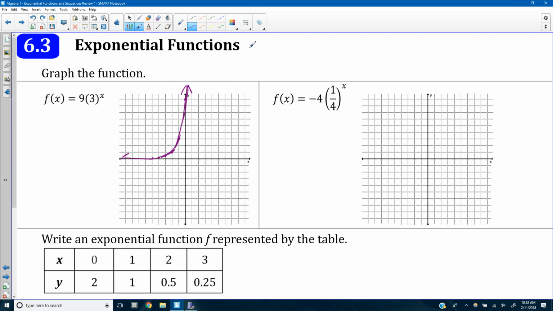I mean way, way, way up there that I can't even see. So as I keep increasing x by 1, I'm going to keep going higher and higher to infinity and beyond. But as I keep decreasing x by 1 over here, what's happening? I had 1 over 27.